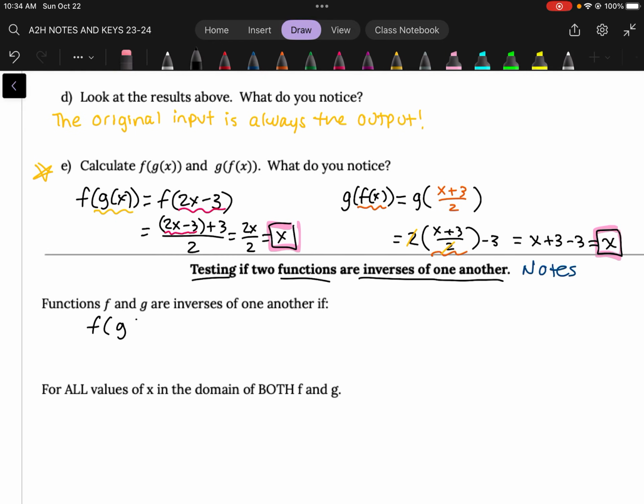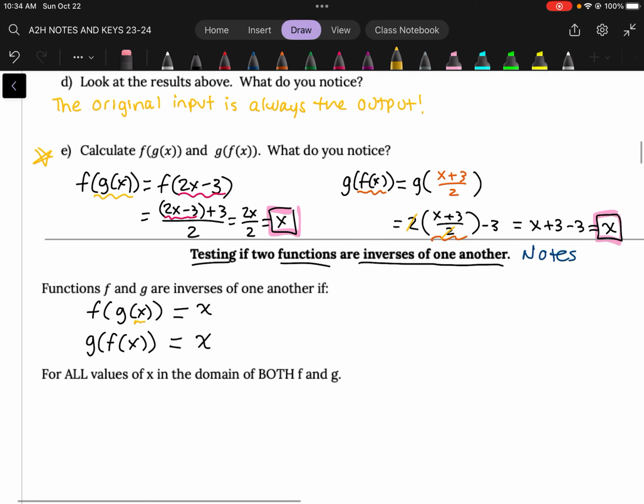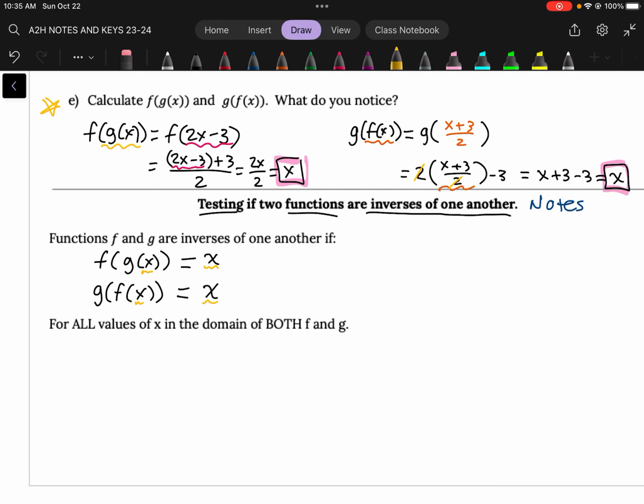And the rule is, if f of g of x and g of f of x are inverses of one another, right? They must follow this composition rule, that f of g of x equals x and g of f of x equals x as well. In other words, no matter what the input is originally, the output will be x. And we test it with the general variable x, right? This way we know that for any input, we will get the same as the output at the end.